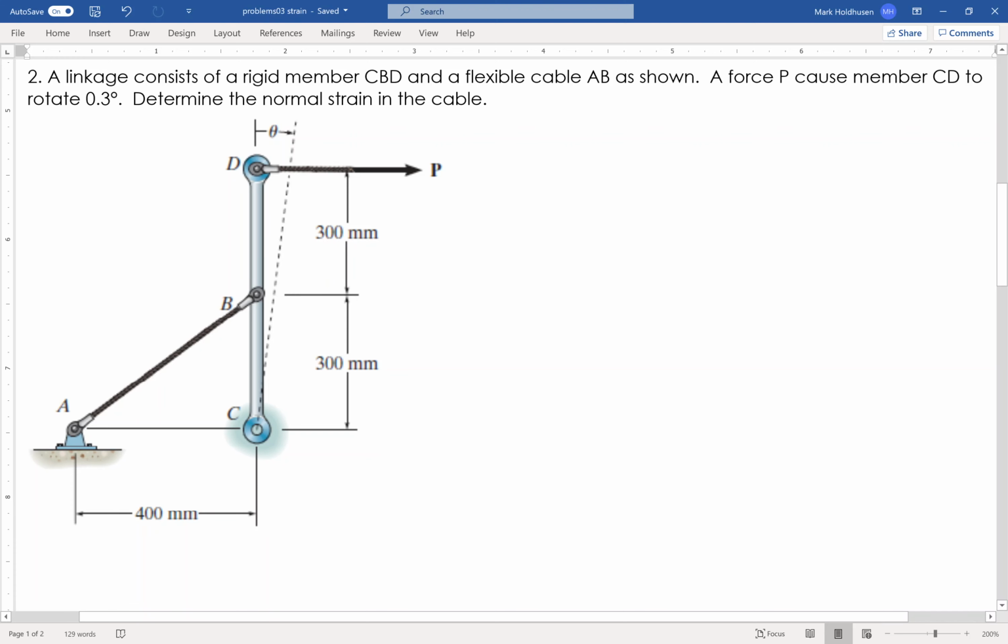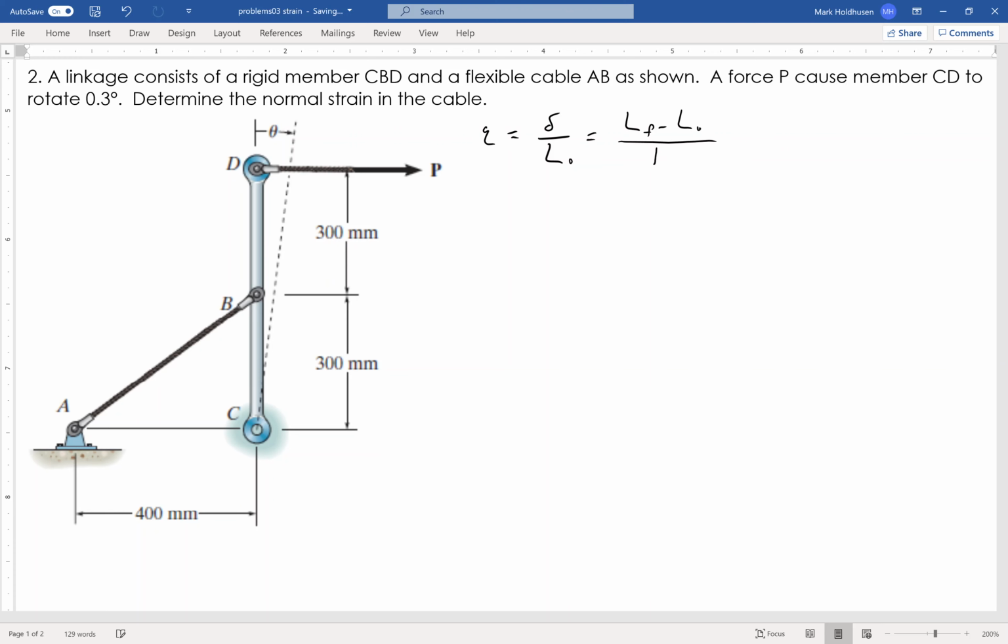Okay, so I got a linkage CBD attached to a cable AB. Pull on it with a force, and it causes that thing to rotate by 0.3 degrees. I want to find the strain in the cable. And again, strain is defined as the change in length over the original length, where the change in length is the final length minus the initial length, all over the initial length.